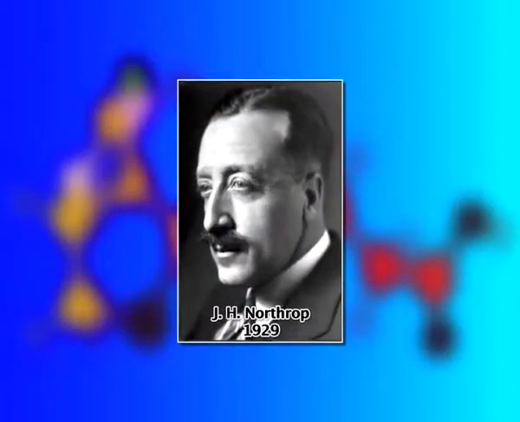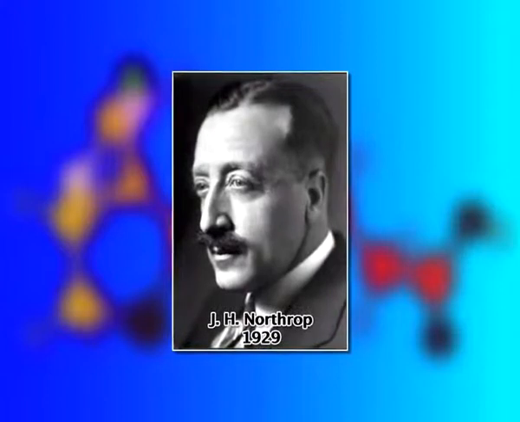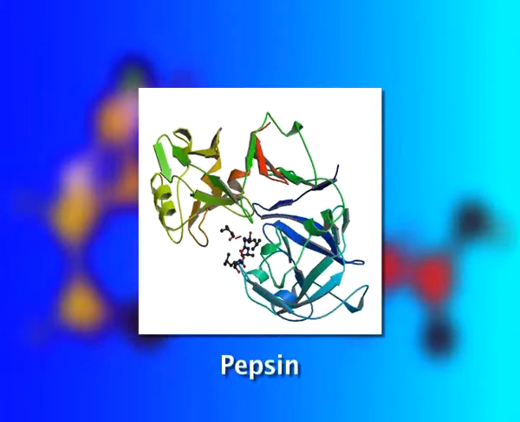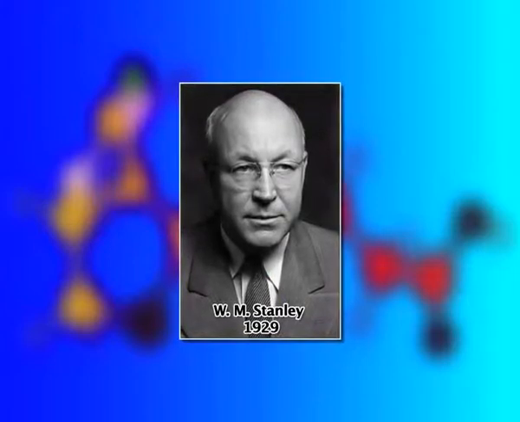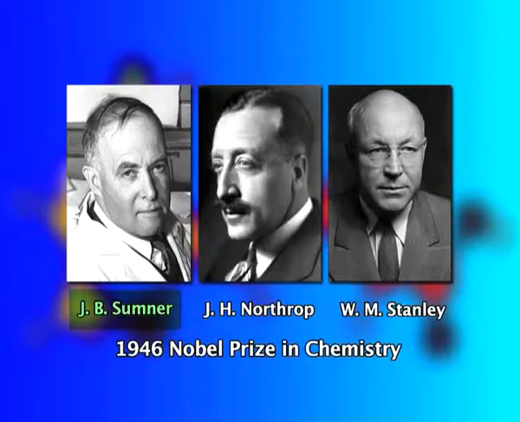By similar methods, John Howard Northrop also obtained other crystalline enzymes by this time, starting with pepsin in 1929. Wendell Meredith Stanley is also known for the preparation of enzymes and virus proteins in a pure form. In 1946, James Batchelor Sumner shared the Nobel Prize in Chemistry with John Howard Northrop and Wendell Meredith Stanley for their brilliant work on enzymes.